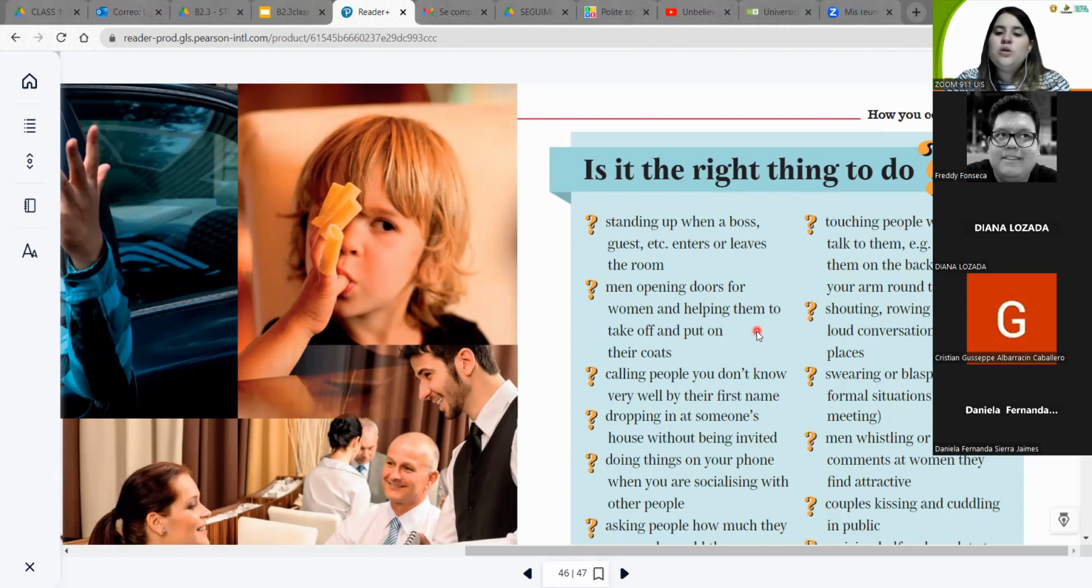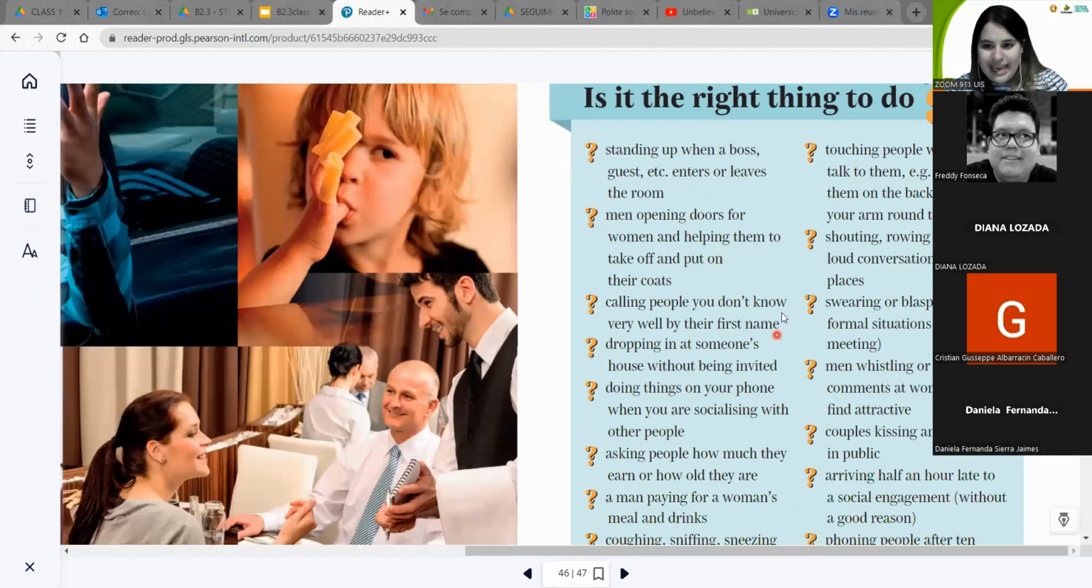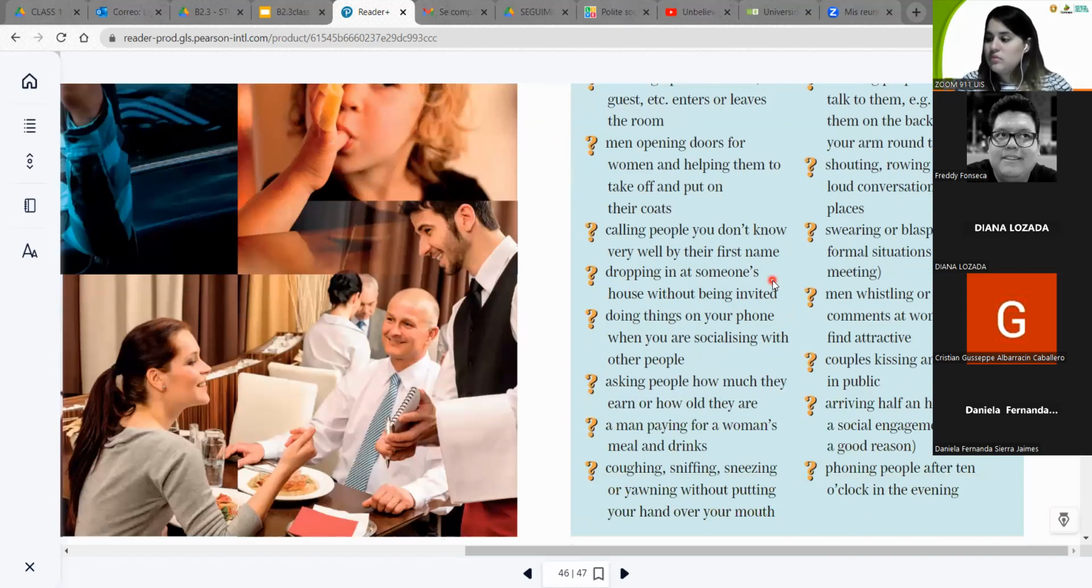What about calling people you don't know very well by their first name? It's common here. We don't call them by their surname or last name. In Spanish, it's more common with younger people than older. But even with older people, when you name them with a title, they say, no, tell me Daniel, for example. They ask me to use my first name.